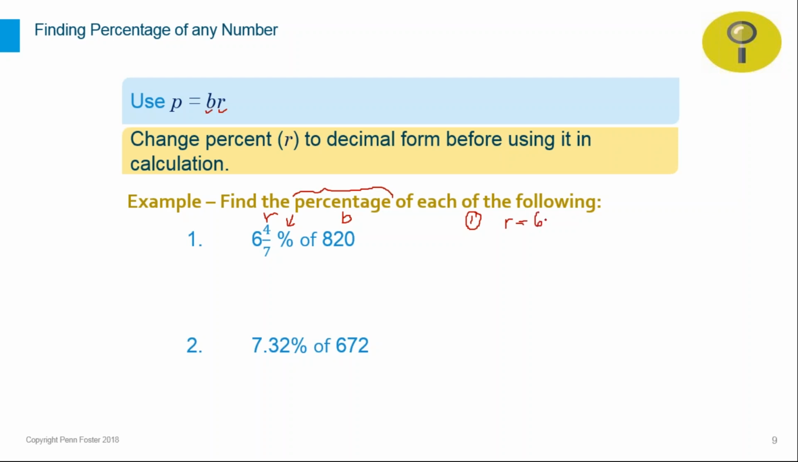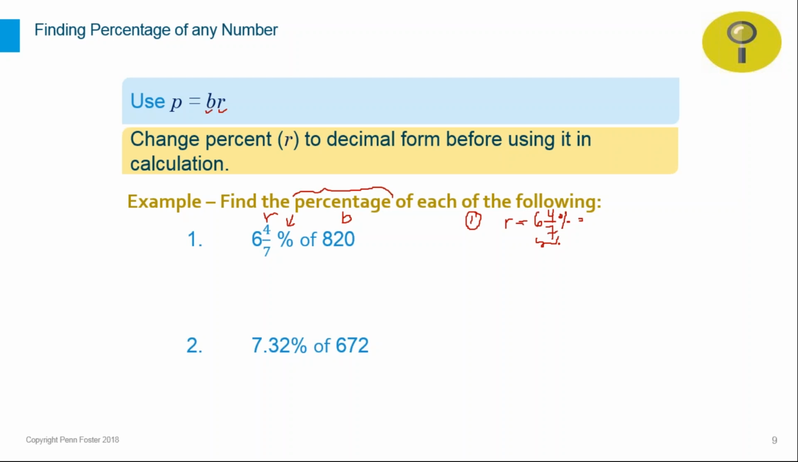R equals 6 and 4 over 7%. I always like to rewrite the givens in the question so I don't have to guess, or if I look at the wrong number, I'm going to end up with the wrong answer. So I'm just reconfirming myself that R in the question is 6 and 4 over 7%. Now I need to look at the fraction. And I'm going to use my calculator to switch 6 and 4 over 7 to a decimal.